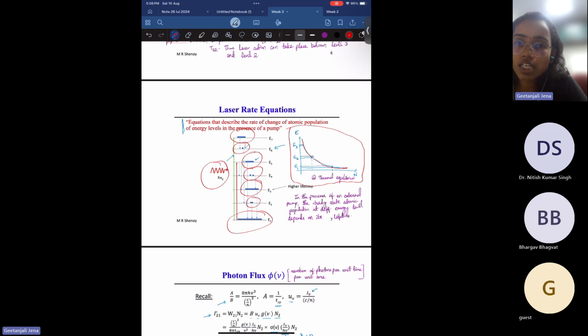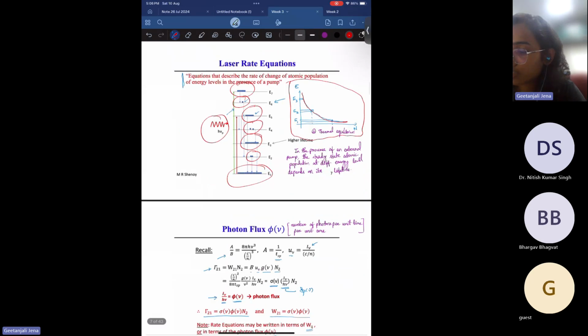They do not follow any exponential decay. So this means that under pumping, it is possible to change the population of the system. And when we change the population in the system, we can achieve the population inversion and the lasing condition. Okay, so it all depends on the lifetime of the system.